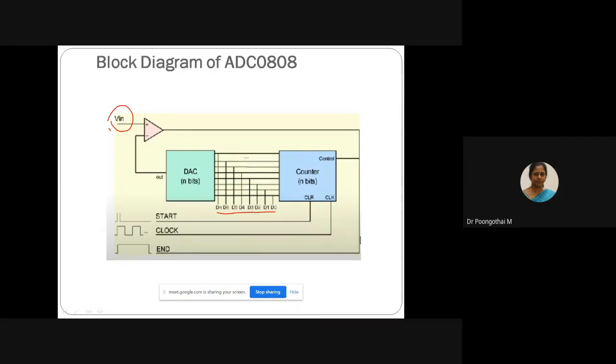Now how the conversion happens: Vin is supplied to the comparator. This is the comparator, and it will compare the input voltage with the output of this component. The comparator output will control the counter operation, and the counter operation is an incrementing operation.